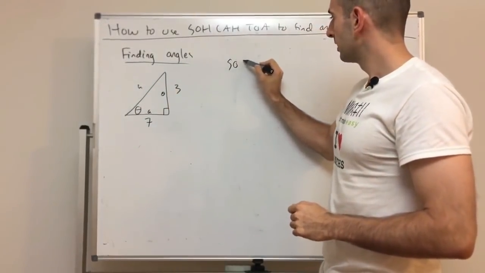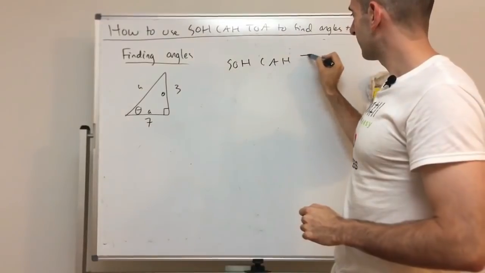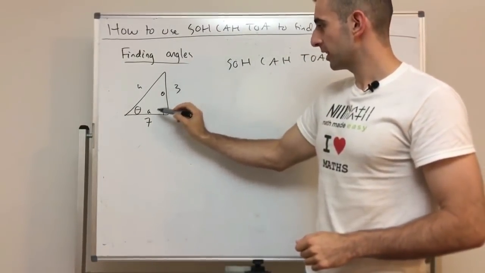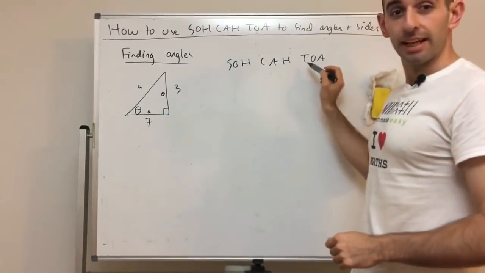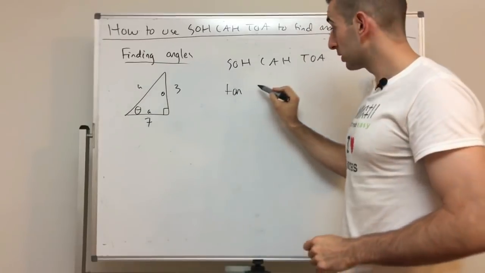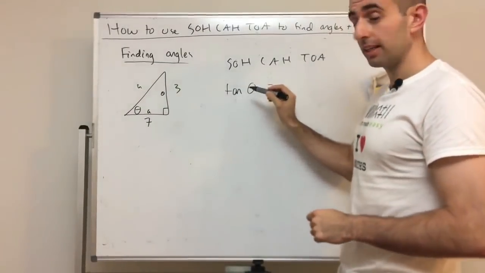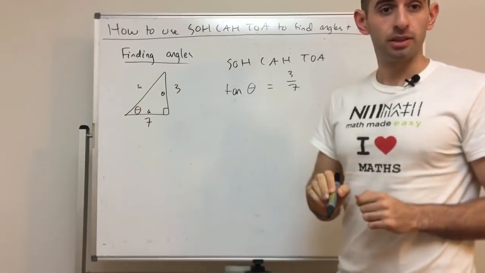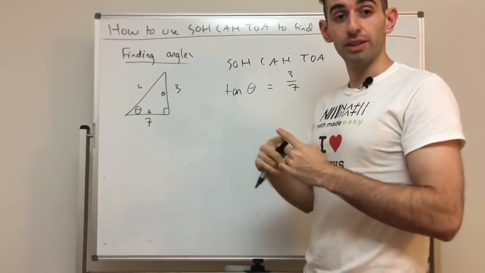Let's write down SOH CAH TOA. So we have opposite 3, adjacent 7, that's tan theta. So then tan of theta, because we don't know what theta is, we're trying to find theta, equals 3 over 7. That's step 2 done. Step 3, solve the equation.